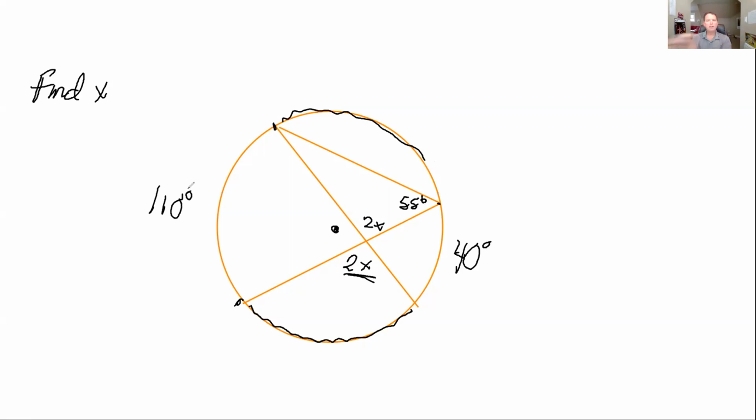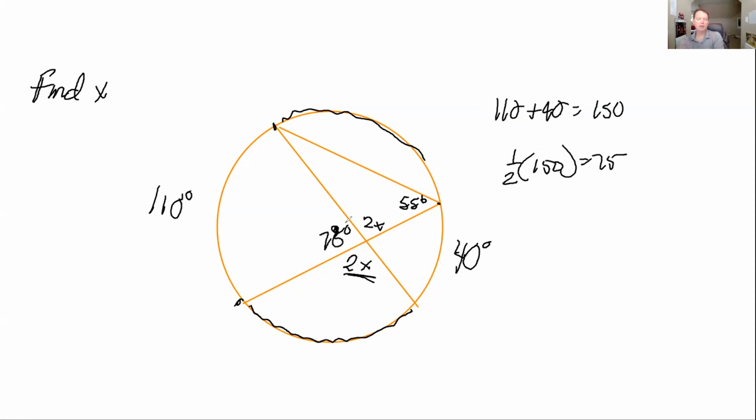So therefore, 110 plus 40 equals 150. Half of 150 equals 75. So I'm going to say this is 75 degrees right here. If that's 75 degrees, this has to be 115, right? Or no, sorry, 105, excuse me. 105 to get us to 180, that makes a straight line. So now I can write 2x equals 180. Just kidding. 2x equals 105, and x equals 52. That's kind of much, wasn't it?